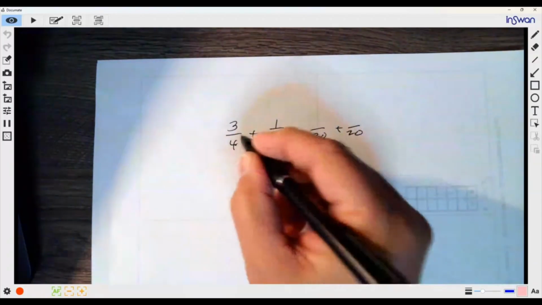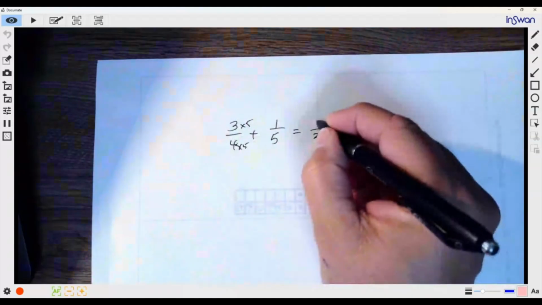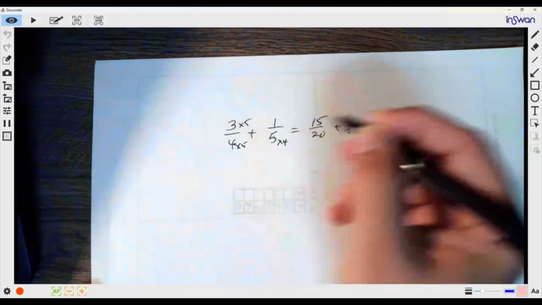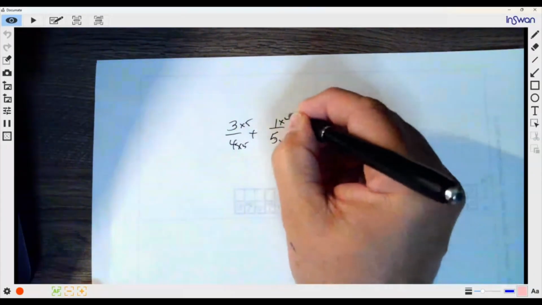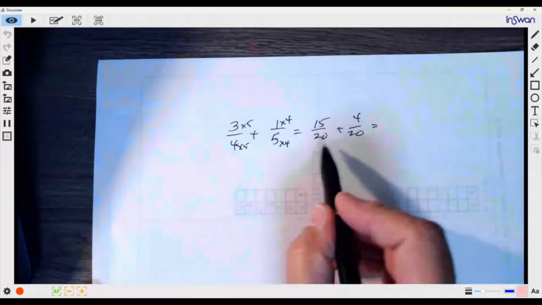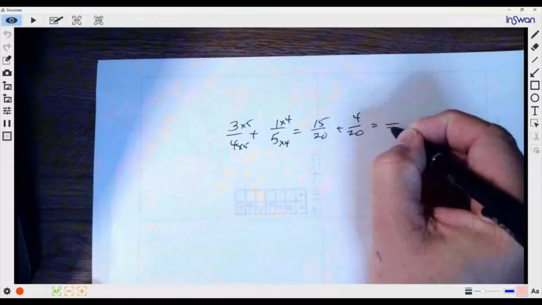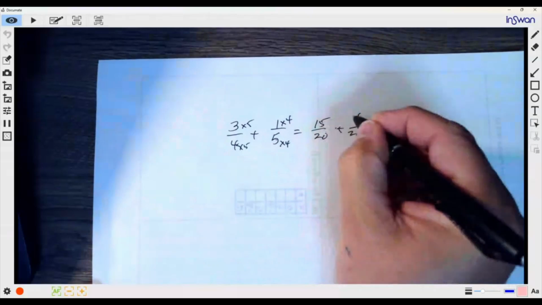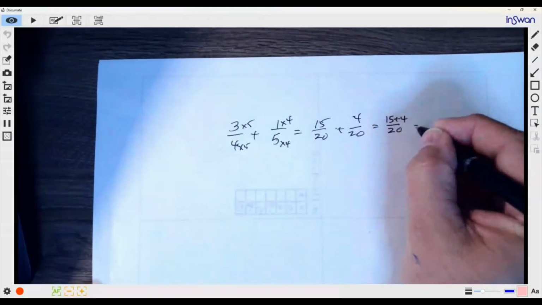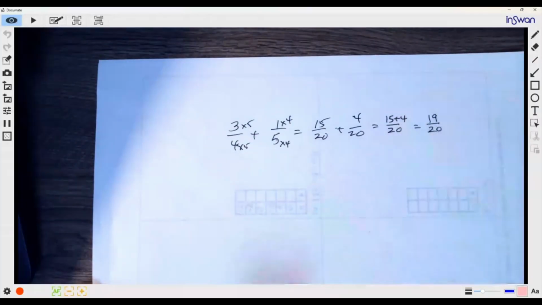The common denominator for those is 20. To turn this into 20, we would multiply by 5. We do that on the bottom. We have to do that on the top. Turn this into 20. We multiply by 4. If I do that on the bottom, I have to do that on the top. Then, when the denominators are the same, we can add the numbers on the top. And I'm going to write it separate like that for a minute and then do that.